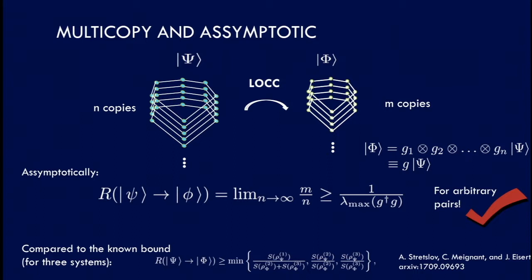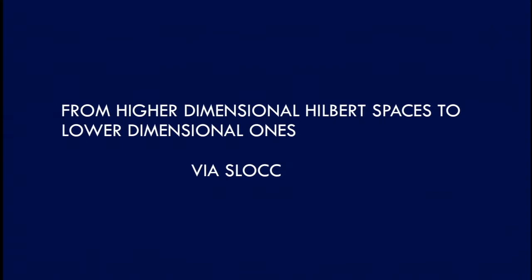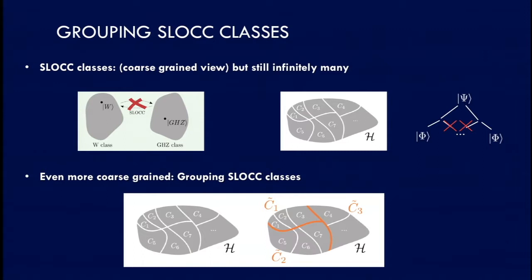In the last 2 minutes, I want to talk about some research that we did when we want to go from higher dimensions to lower dimensions. I'll explain what I mean by that. So the problem is the following. As I said, generically, we have infinitely many SLOCC classes. And as I said before, these classes are not talking to each other. So one has to investigate really each of these classes, which is, of course, very difficult because you have infinitely many. So what we would like to do is to group some of the classes.